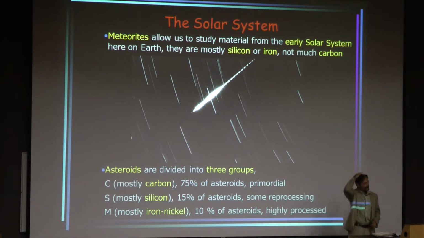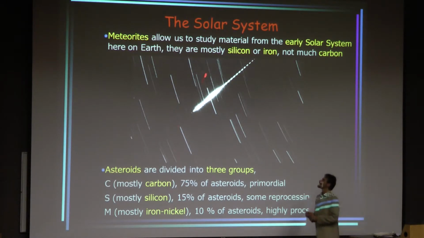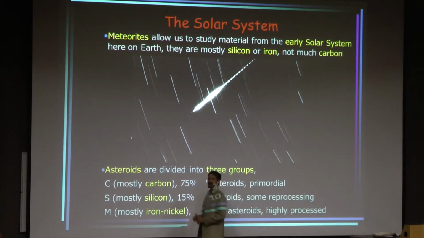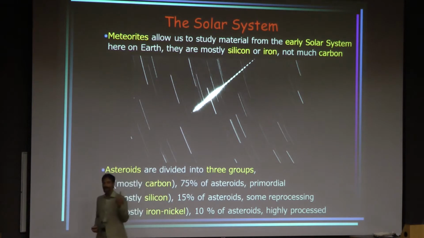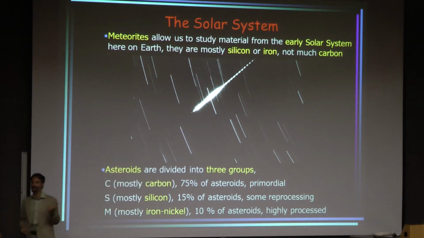Okay, so the last thing I want to point out here is that if we look at the statistics, everybody loves statistics, right? Now the meteorites are mostly silicon and iron without much carbon.